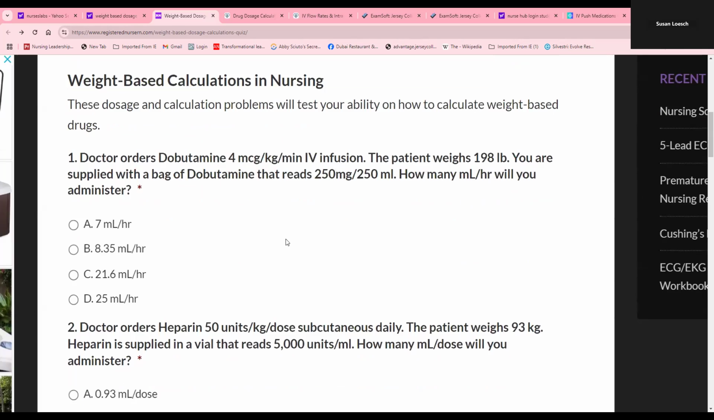So let's look at the first one here. Let's see if you can do this one on your own. Now, you notice whenever it says 250 per 250, your answer, whatever you end up with, that's going to cancel itself out there. But let's try it. Let's go through all the steps again, just so you totally understand. So take your weight, which is 198. Your ordered dose is 4 micrograms per kilogram. And on hand, you have 250 per 250.